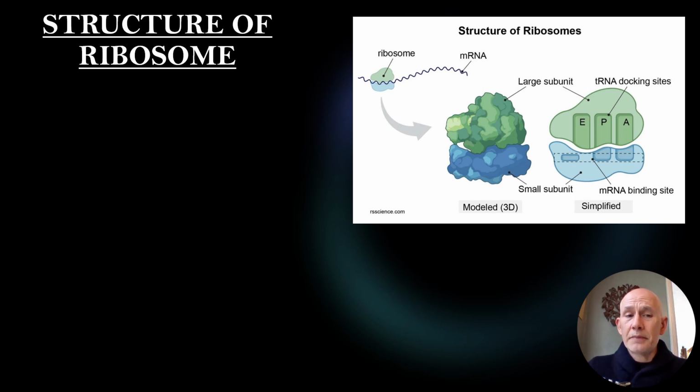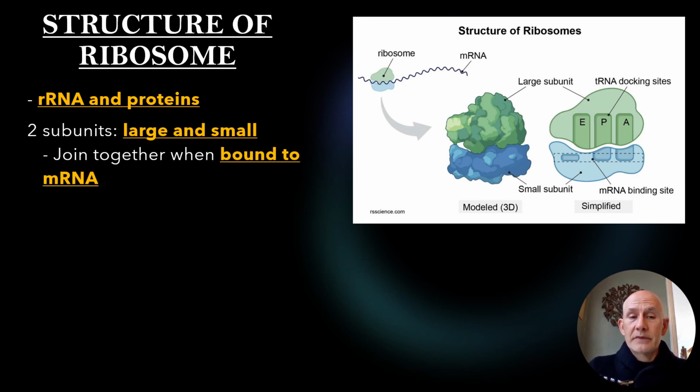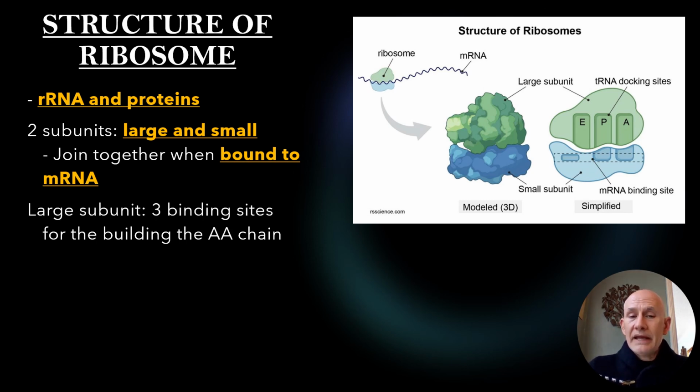All right, so another player in the game is the ribosome. The ribosome is made up of 2 parts, the large subunit and the small subunit. Both of those are made up of RNA and protein. They are assembled in the nucleolus inside of the nucleus. The small subunit is going to bind to the mRNA, and then the large subunit comes into place. Then these 3 sites, the A site, the P site, and the E site, are where the synthesis process happens.